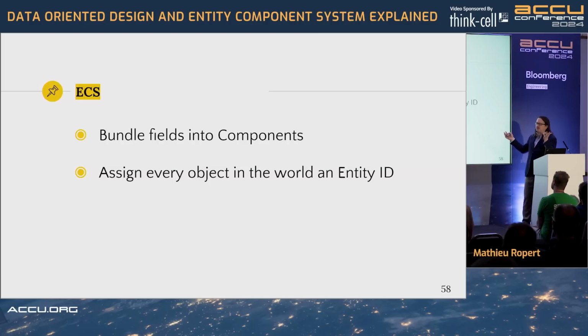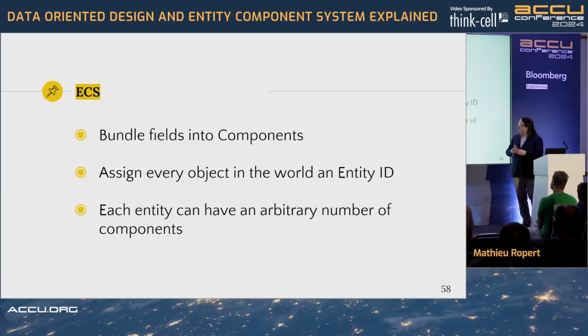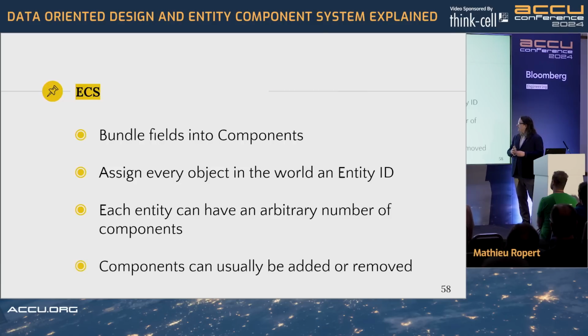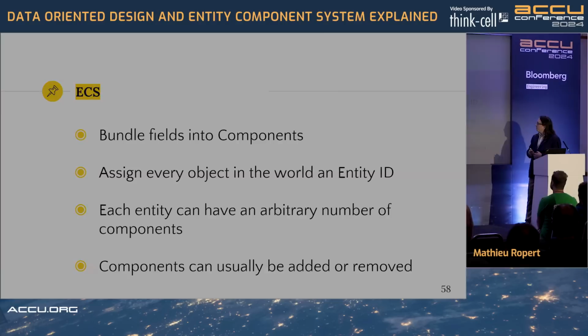Okay. So every object in the world has an ID. It doesn't matter what it is. It's an entity ID. We can talk later about what kind of ID you can assume, but it's a unique ID, right? Every time you spawn something in your world, in your simulation, in whatever your application is, it has an ID. And then each entity can have an arbitrary number of components. And you can usually add or remove components to existing entities.